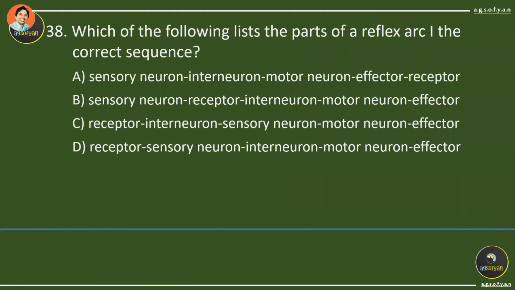Which of the following lists the parts of a reflex in correct sequence? So in a correct sequence, A, B, C, or D.